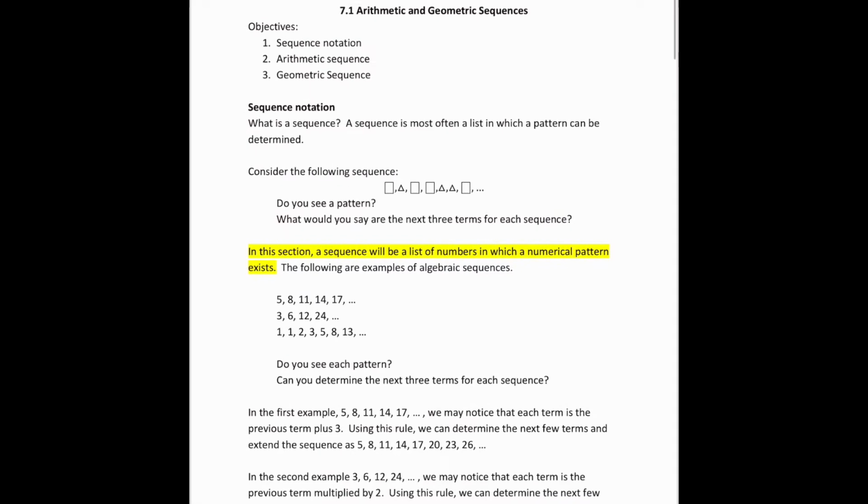Hello, this is 7.1 arithmetic and geometric sequences. Objectives for this one: sequence notation, arithmetic sequences, and geometric sequences.